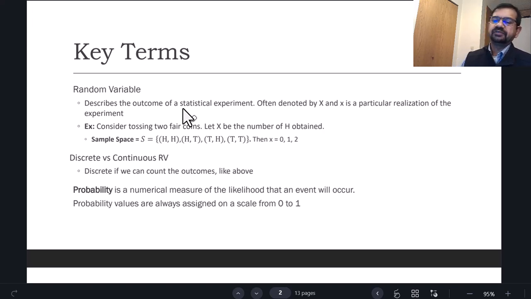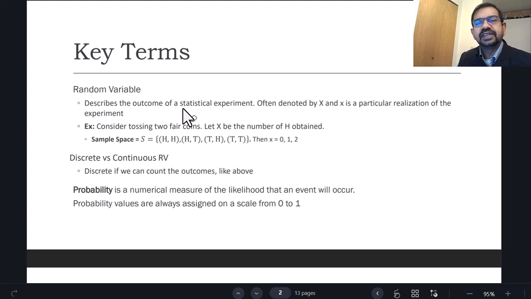We often denote the random variable by capital X, and once the experiment has happened and its outcome has been realized, we will denote that by lowercase x. So lowercase x is a particular realization of the random experiment or of the random variable. For example, let's consider tossing two coins, assuming that the coins are fair. Let X be the number of heads obtained. So our experiment is tossing two coins. Our random variable is the number of heads we can obtain.